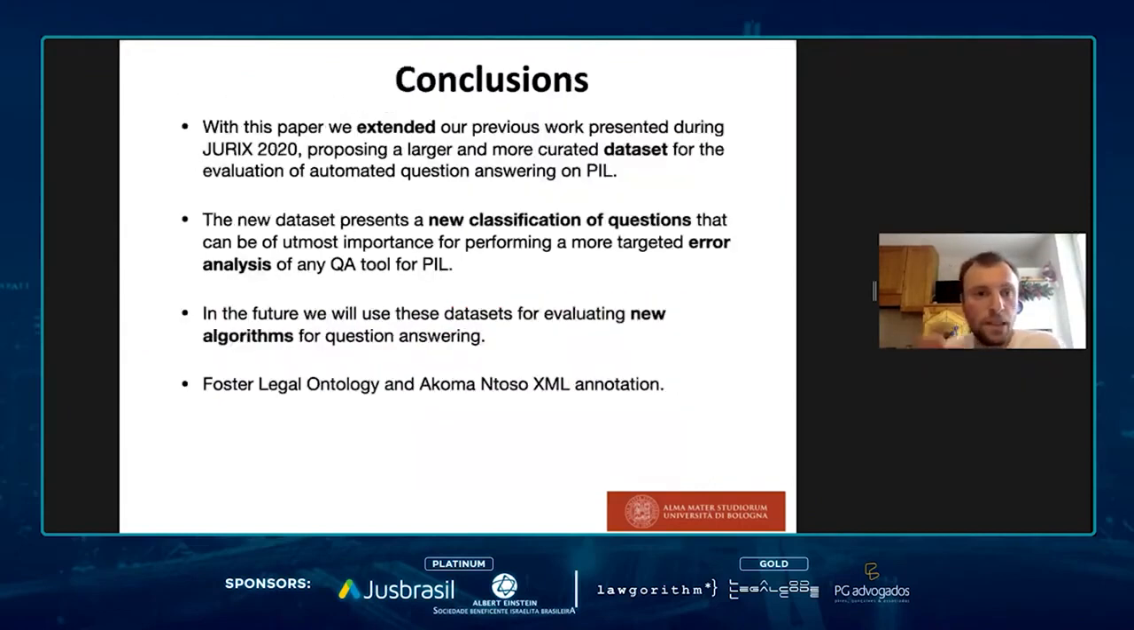So this paper, this dataset should help us in the future to evaluate properly new algorithms, to understand whether they're failing at different tasks, because question answering probably involves different tasks. It involves answering questions with low or medium or high specificity. And being able to disentangle them could be beneficial for evaluation. And so we extended our previous work presented during Juris 2020, proposing this larger and more curated dataset for the evaluation of questions on private international law.